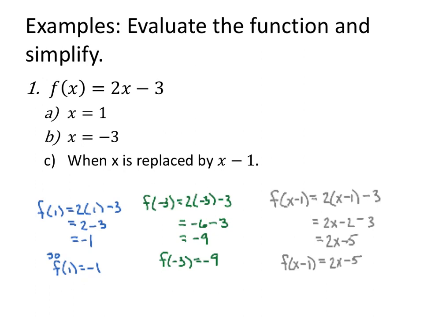Same thing. If we replace x by negative 3, I put negative 3 inside parentheses to multiply it by 2 where the x used to be. 2 times negative 3 is negative 6. Negative 6 minus 3 is negative 9.